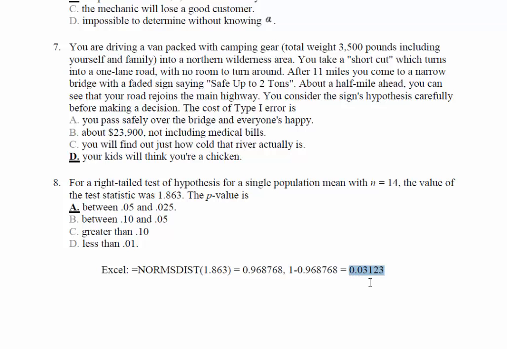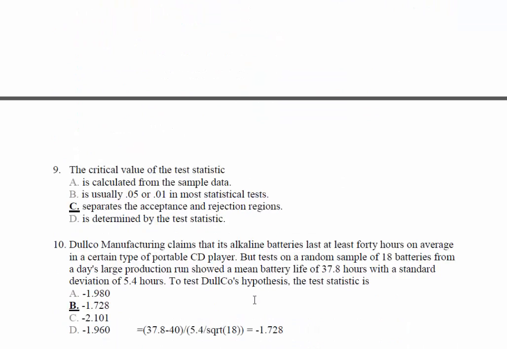Okay, 0.0312 is, of course, between 0.05 and 0.025. Therefore, A is the correct answer. Alternatively, you can also look at your book. You turn to page 565, table C2. You will see that the probability is 0.96862. It's close to this, but you should get the same answer. Okay. Turn to the next question.